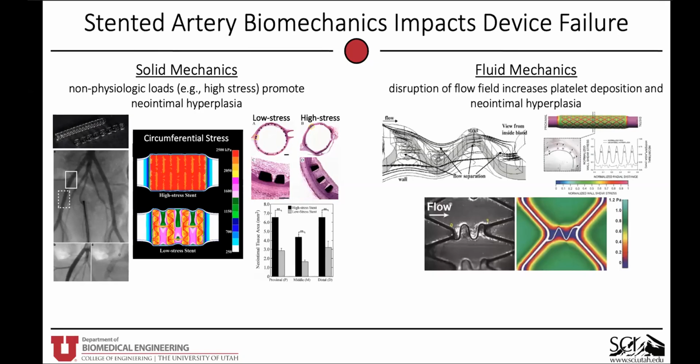In addition, deploying these devices, they do interrupt the flow regime, although at a very focal level. But these disruptions in that flow field increase platelet deposition, increase thrombus deposition, as well as neointimal hyperplasia. So this is just a nice experimental and computational image here on the right side. You're looking at shear stress. You see near the strut, you have regions of very low shear stress. And in this case, they were looking at radio-labeled platelets, and you see an increase in platelet deposition in those regions where you have those disrupted flow fields.